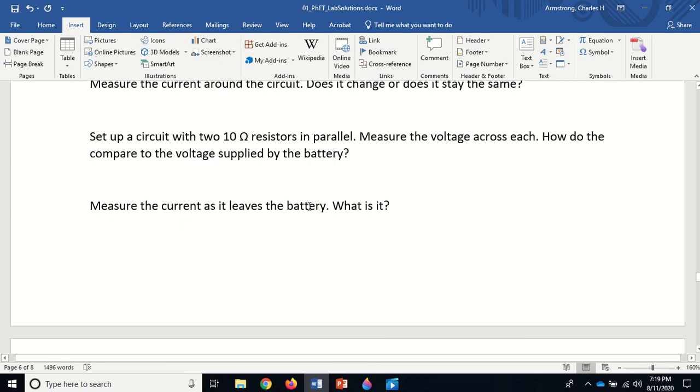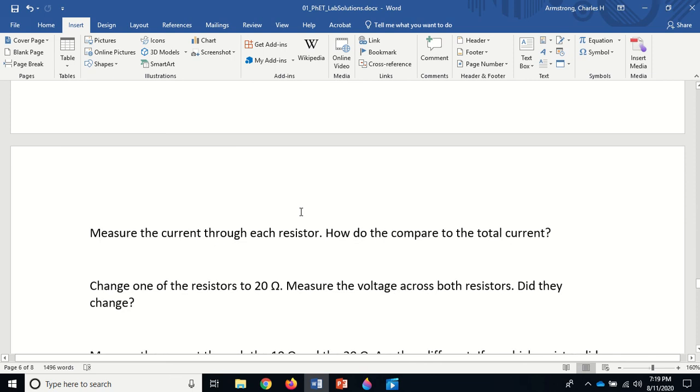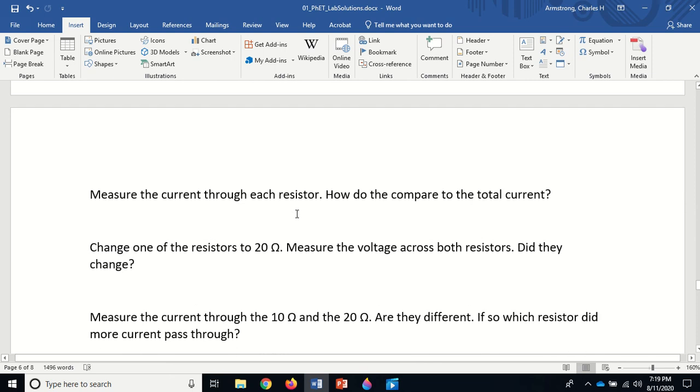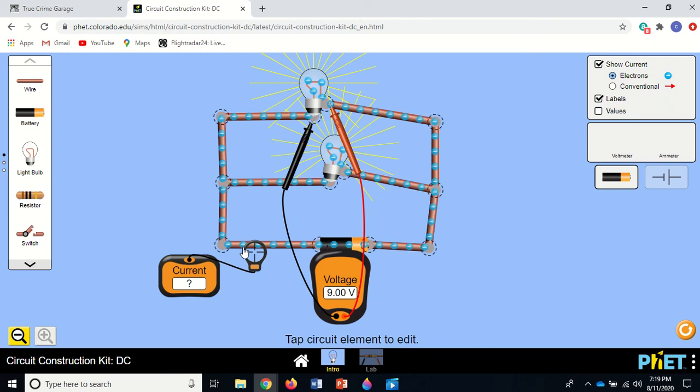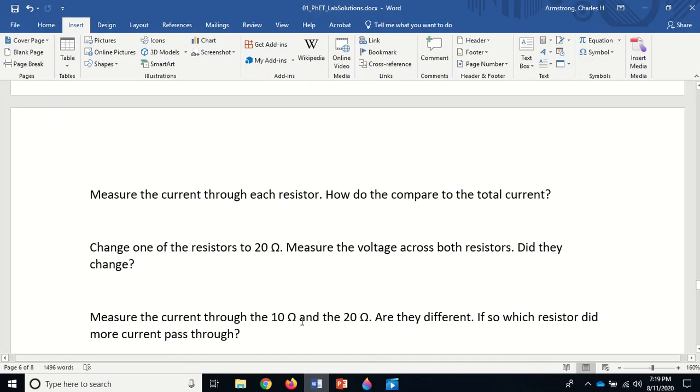Measure the current as it leaves the battery. We just did that. It was 1.8 amps. You can hit rewind or go back a little bit if you don't remember. Measure the current going through each resistor. That was 0.9 and 0.9, right? It's 1.8 coming over here, and it was 0.9 and 0.9 through both of these two. So these two added up to this. How do they compare to the total? Well, they add up.